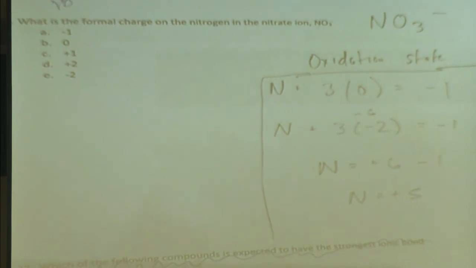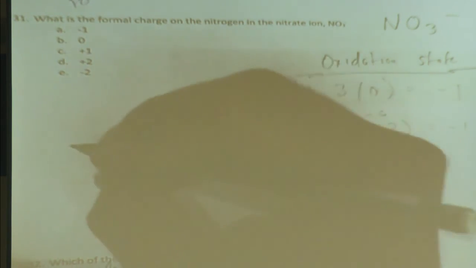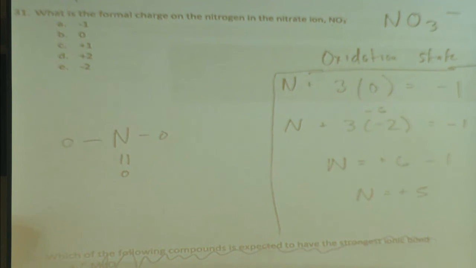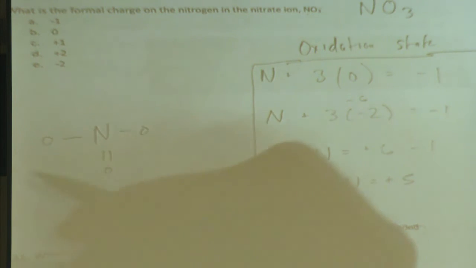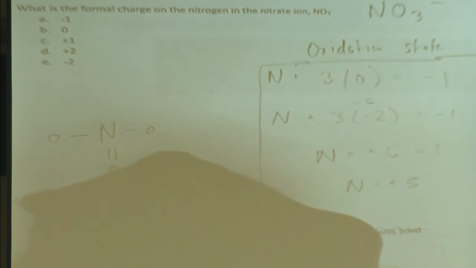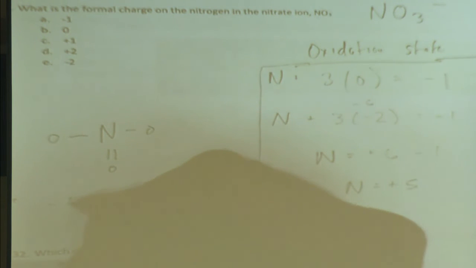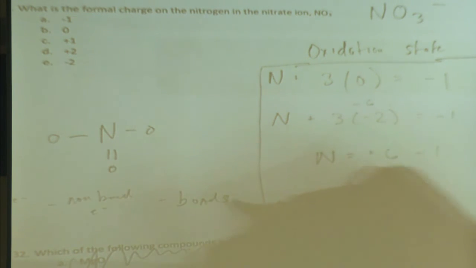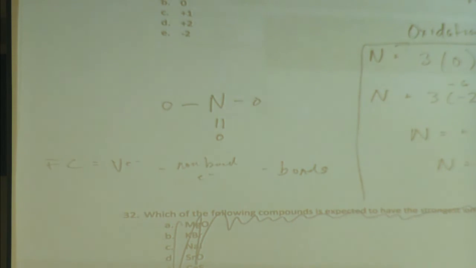All right, how do we find formal charge? We're going to need to do what first? Draw the structure. How many of you at this point have memorized what nitrate looks like? Looks like that, right? So when we think about formal charge, what's the equation for it? Valence electrons minus non-bonding electrons minus bonds. That's a great question. One half of the bonding electrons is equal to the number of bonds.